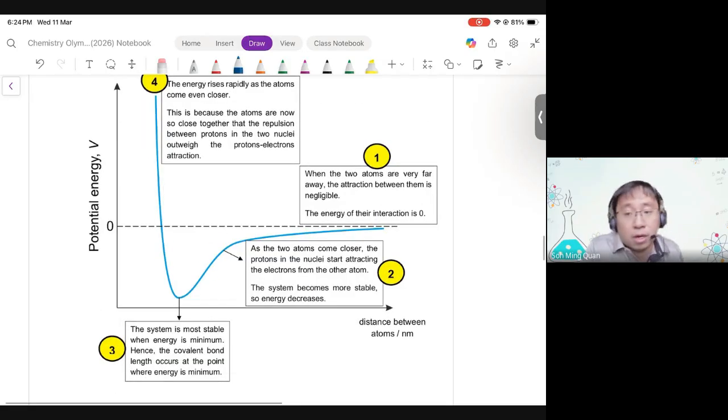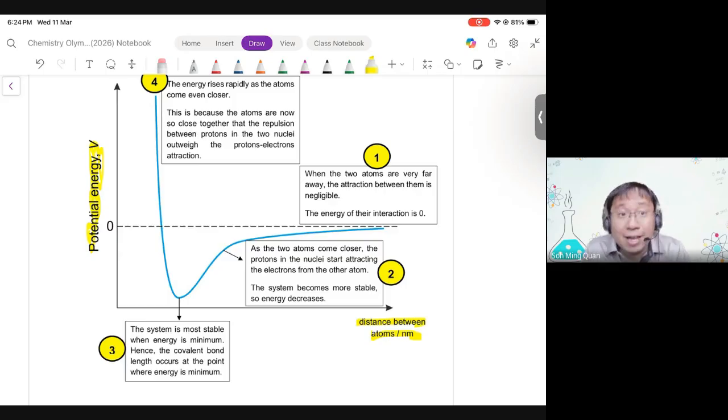Now, whenever you have a complicated graph, please start somewhere. Don't just read it anyhow. Whenever there's a graph, always look at the axes. My y-axis is potential energy. My x-axis is distance between atoms.